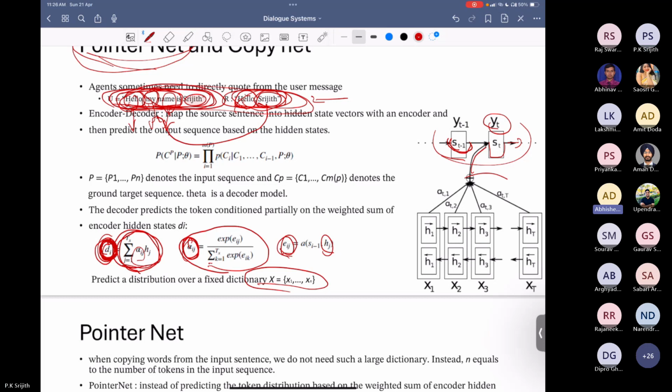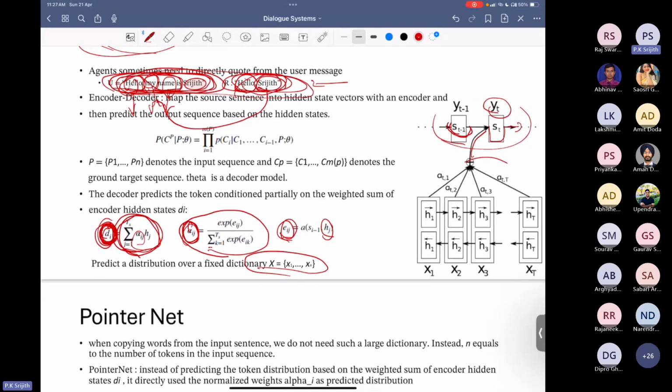Okay, yeah, understood, sir. So it can predict even those words which are not there in the input if we are predicting the distribution on the whole vocabulary, right? Right, right. Okay, got it. But that's also a drawback with pointer net, that it is restricted to predicting only those words which are present in the input. And we will see soon another approach known as copy net, which tries to do both generation as well as copying of the input. Okay, sir. Thank you.